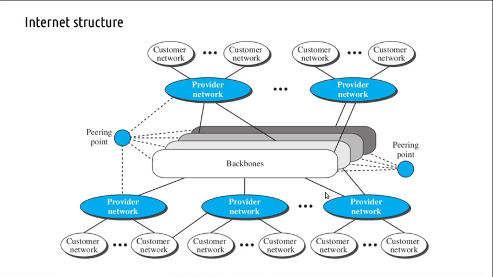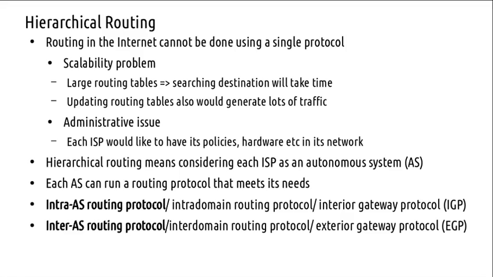So that's all business. Traffic engineering is also a very important thing. You need to keep your peering balance properly, otherwise your ISP will end up bankrupt. Internet traffic engineering is a subject on its own. So hierarchical routing is what we basically discussed now.